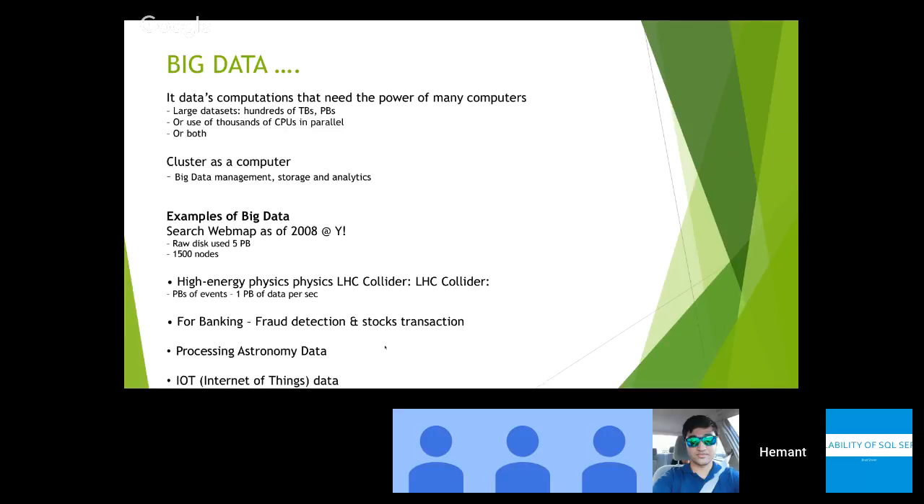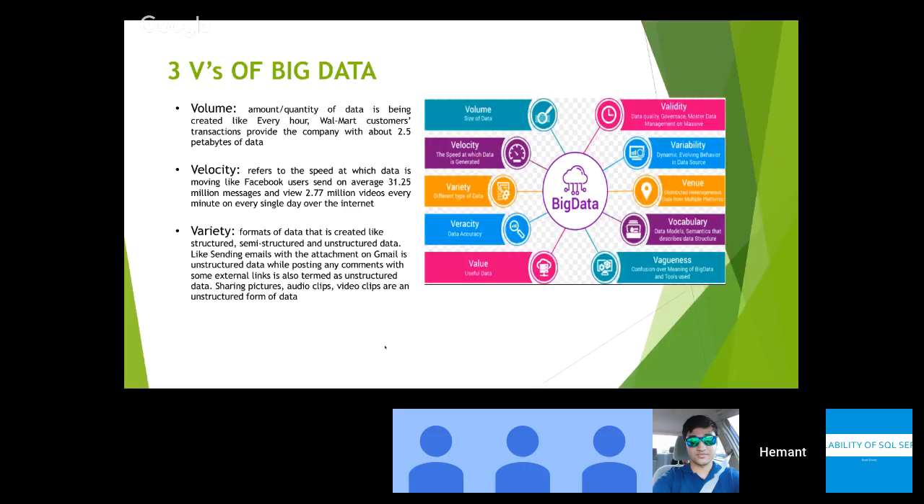So I've already gone through that big data. And when we talk about big data in any aspect, three V's become important. The first is the volume of the data, which is the quantity of data being created, like every hour. Walmart customer transactions provide the company with about 2.5 petabytes of data.